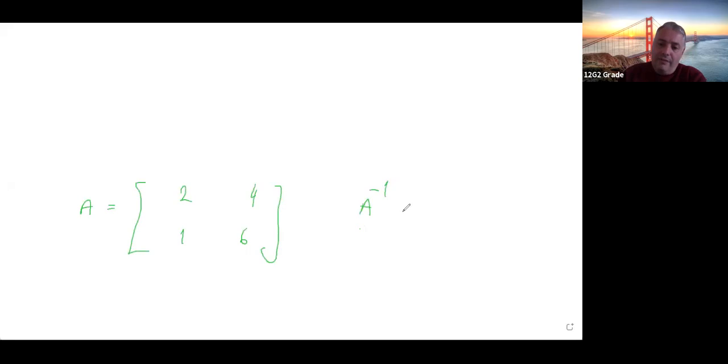Okay, so another question type. Simple. A is equal to, let's say, [2, 4; 1, 6]. The question is, find A inverse if it exists. Do you have any idea how we can solve this? Actually, I already talked about it while solving another question.